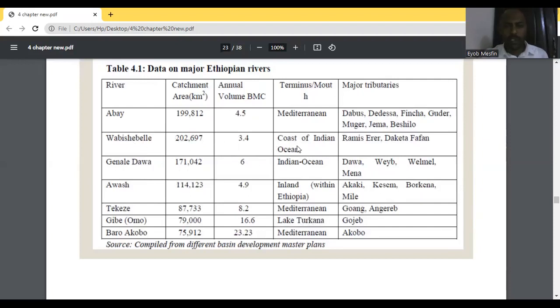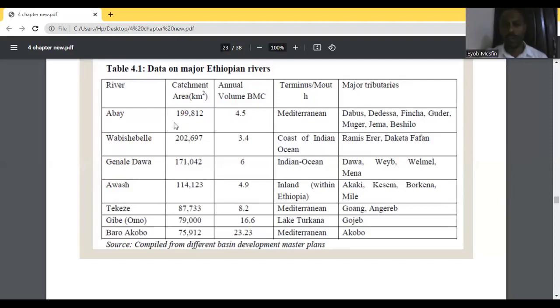Wabi Shebele has a seeping problem. Even though it has a seeping problem, finally it empties into the Indian Ocean system, but not directly, because it seeps at the source in Somalia. In terms of catchment coverage area, Wabi Shebele is the largest compared to the rest of the Ethiopian rivers. Within the country, Wabi Shebele is also the longest in Ethiopia.